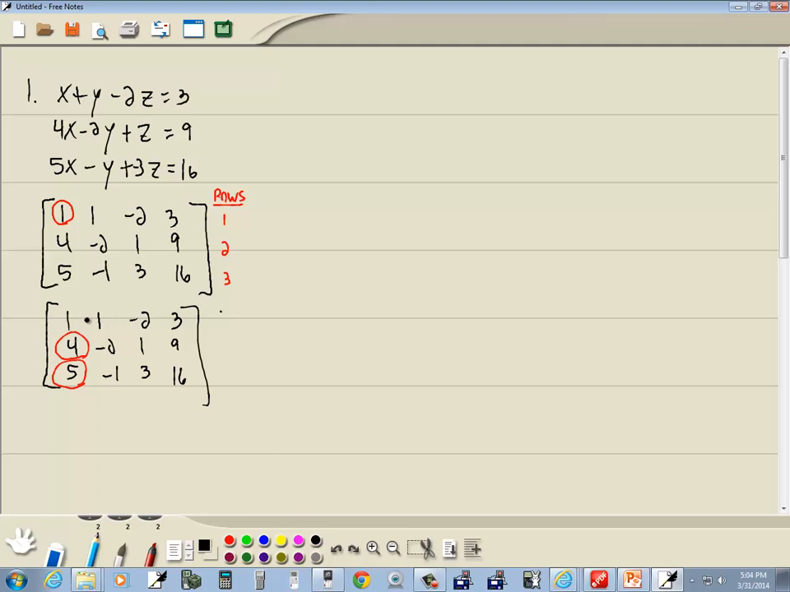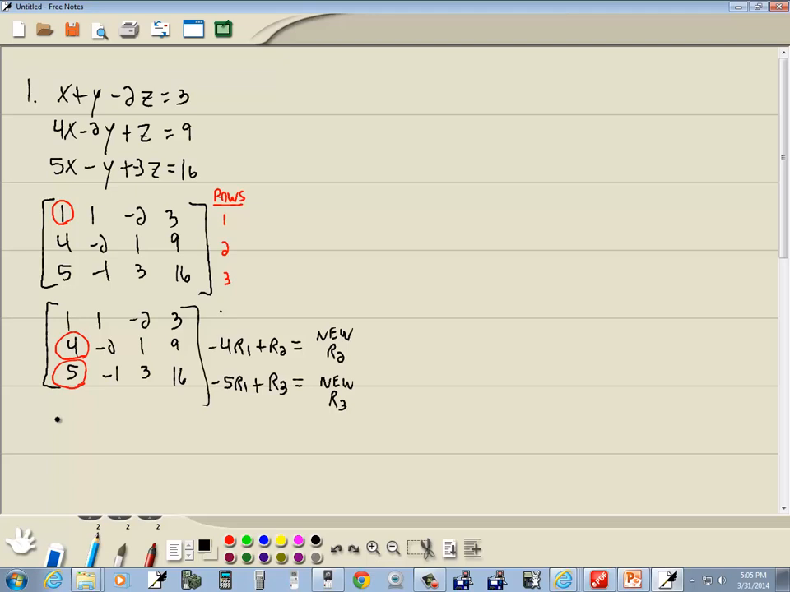Well, this is row 1, and we ask ourselves for our first entry, what do we multiply by 1 that we then can add to 4 to get that to go to 0? Well, that'd be negative 4. We're going to take negative 4 times row 1, and we'll add that to row 2, and that'll give us our new row 2. Now, for this entry, we ask ourselves, what do we multiply times 1 that we then add to 5 to get a 0 here? And that'd be negative 5. So we take negative 5 times row 1, and we add that to row 3, and that's going to give us our new row 3.